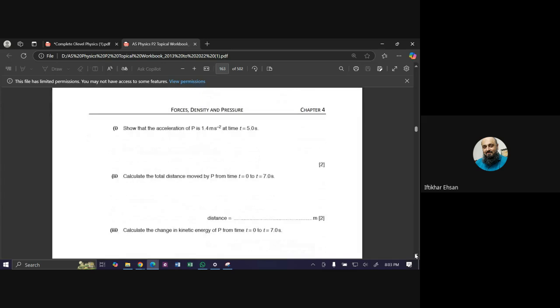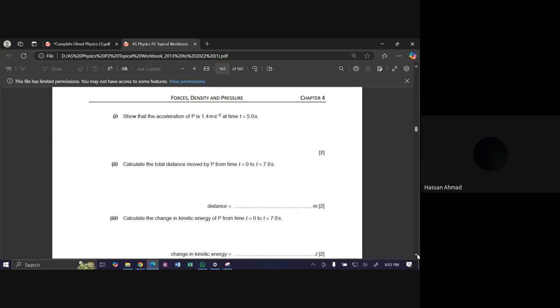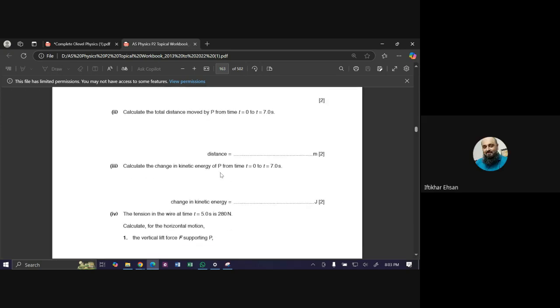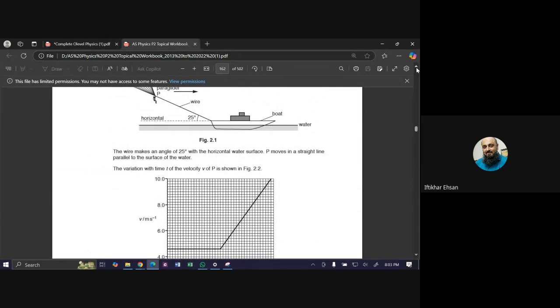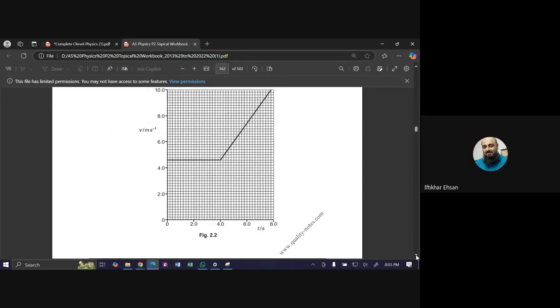Calculate the total distance moved from this to this. How would you find the distance? Area under the graph. Okay. Calculate the change in the kinetic energy from 0 to 7 seconds. So what is the formula for kinetic energy? We haven't done this yet, but let us discuss it. Kinetic energy is half the mass times velocity squared.